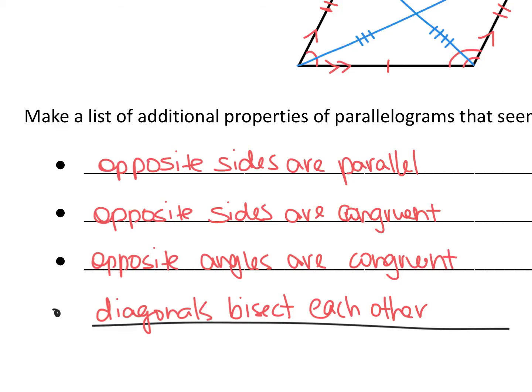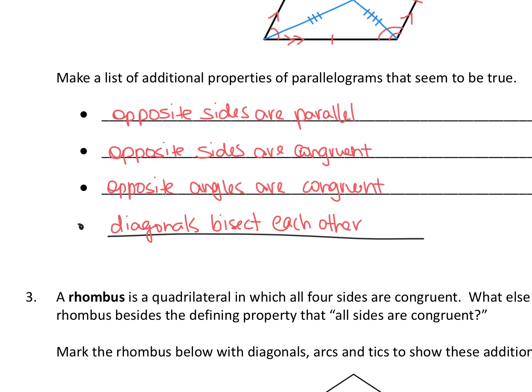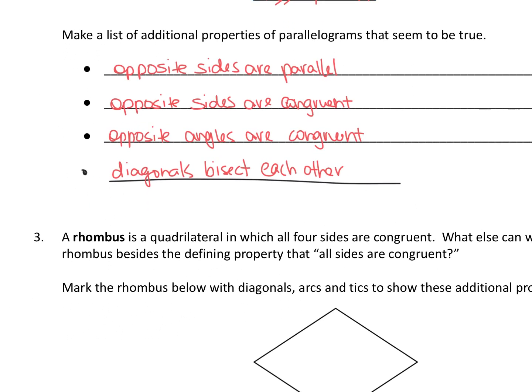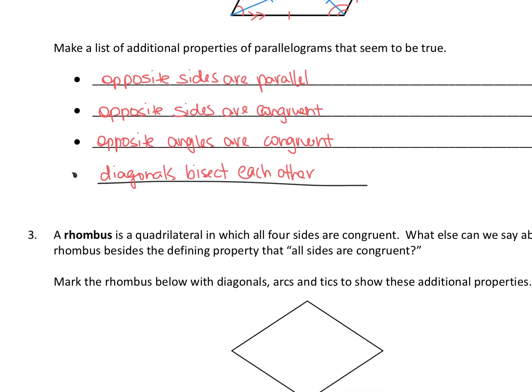All right, so let's move on to a rhombus. So we've got 4 for parallelogram. And let's see how many properties we have for a rhombus. A rhombus is a quadrilateral in which all 4 sides are congruent. So that's given for a rhombus. What else can we say besides the defining property that all sides are congruent? So we're going to mark it up and then we're going to list all of them.